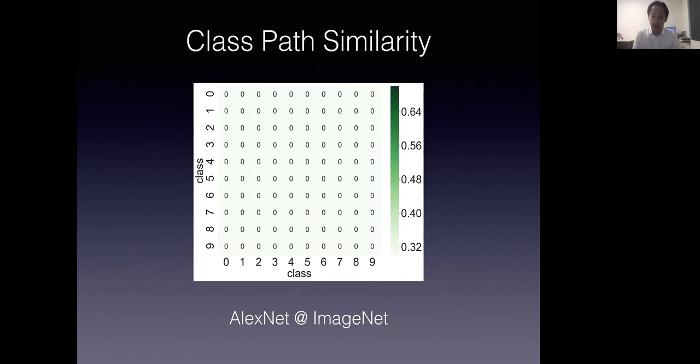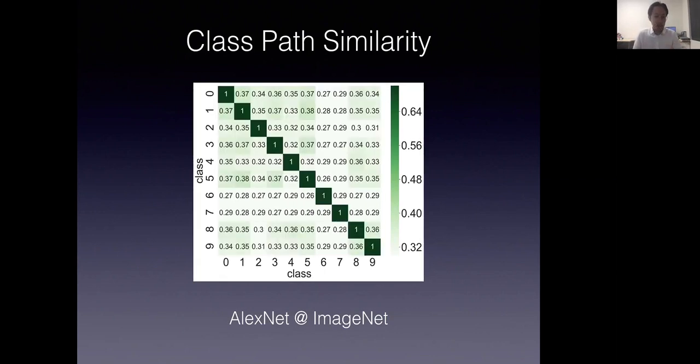Both the x-axis and y-axis represent different classes. We randomly pick 10 out of 1,000. In this heat map, the deeper the color is, the higher the similarity between two class paths. The similarity ranges from 0 to 1. 1 means two class paths are exactly the same, while 0 means they have nothing in common.